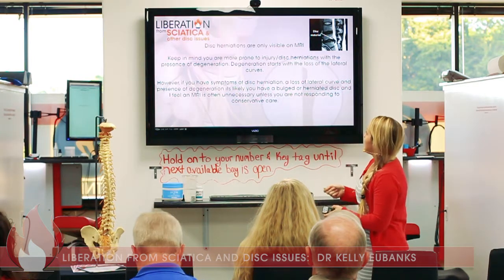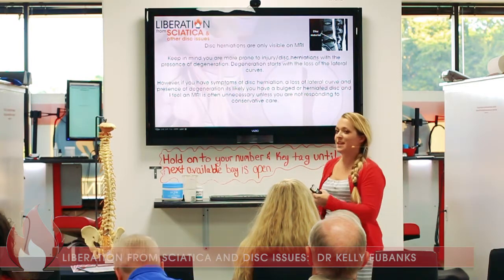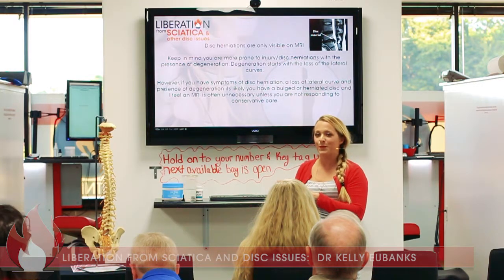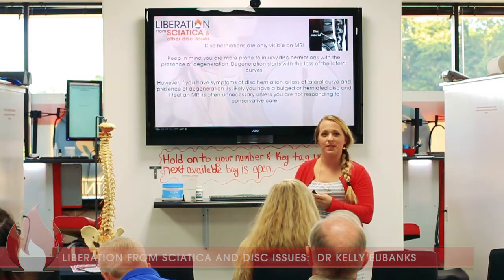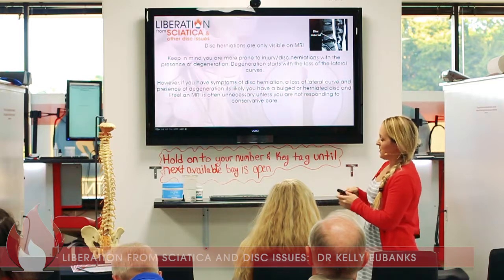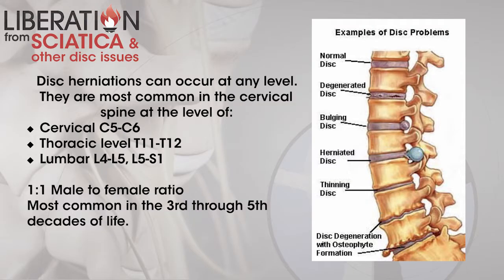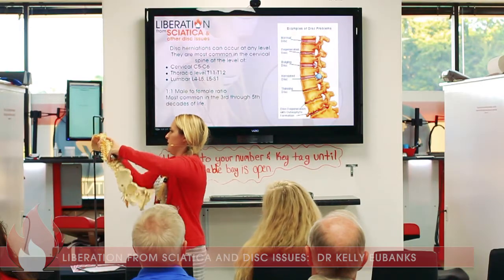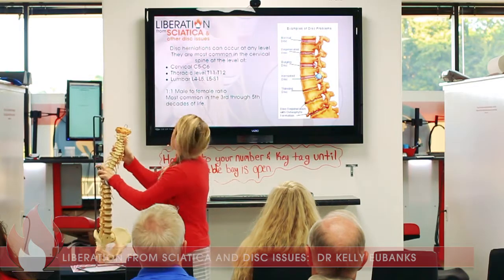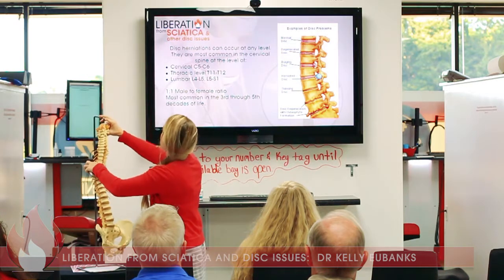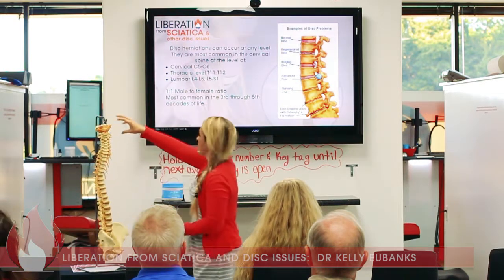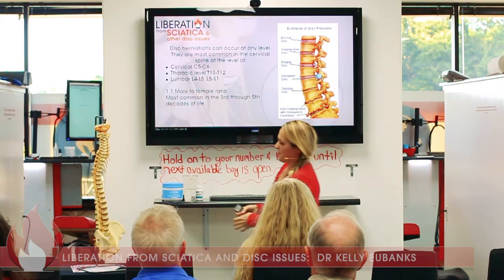So you can't necessarily see discs on X-ray, but you can kind of speculate what might be going on with that disc on X-ray based on the other signs that we talked about. All right, so disc herniations can occur at any level in the spine. I mean, you have discs all the way from the bottom to the top. They're more commonly found at C5 and C6 in the cervical spine.